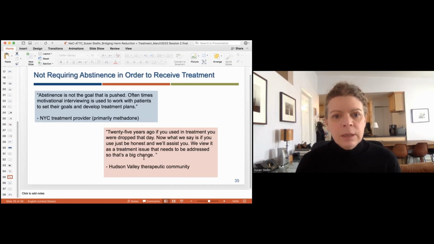And in the Hudson Valley therapeutic community, 25 years ago, if you used in treatment, you were dropped that day. Now what we say is, if you use, just be honest and we'll assist you. We view it as a treatment issue that needs to be addressed. So that's a big change. Any thoughts on that, and any shifts that you're seeing as far as how to handle ranges of goals and not necessarily requiring abstinence?